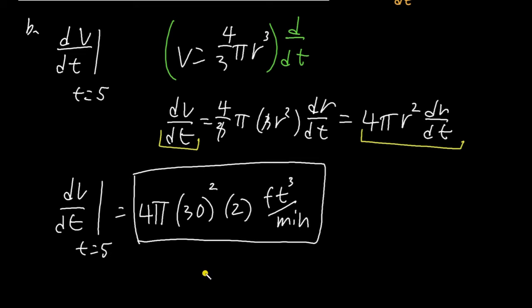Okay, so this is a 3-point question. 2 points for successfully taking dv dt implicitly, and then 1 point for plugging in 30 and 2 to get your final answer.